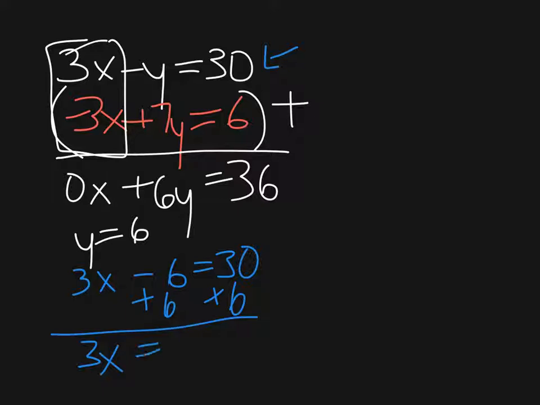3x is equal to 36. So x is going to be equal to 12. So I'm going to divide both sides by 3. So I've got my point now. My point, I think, is going to be 12, 6.